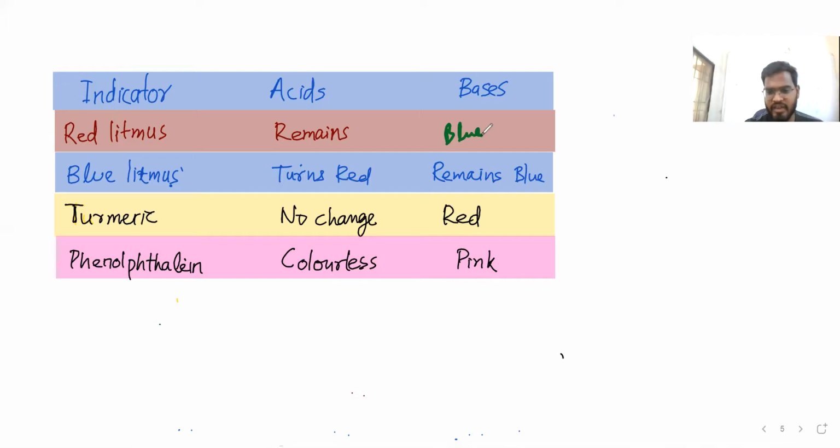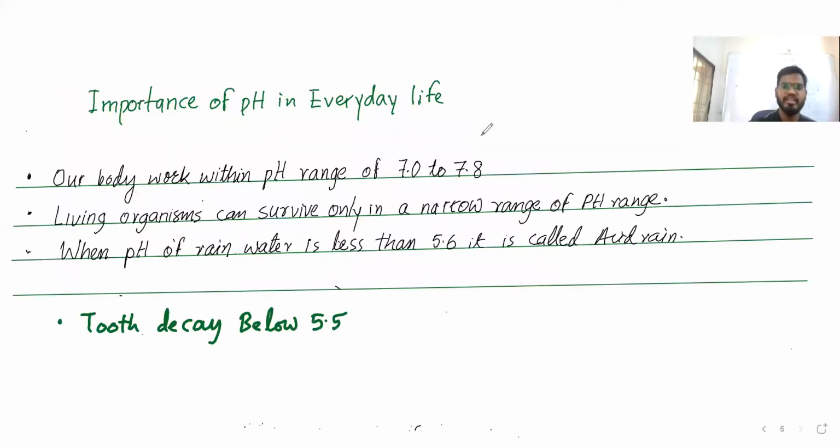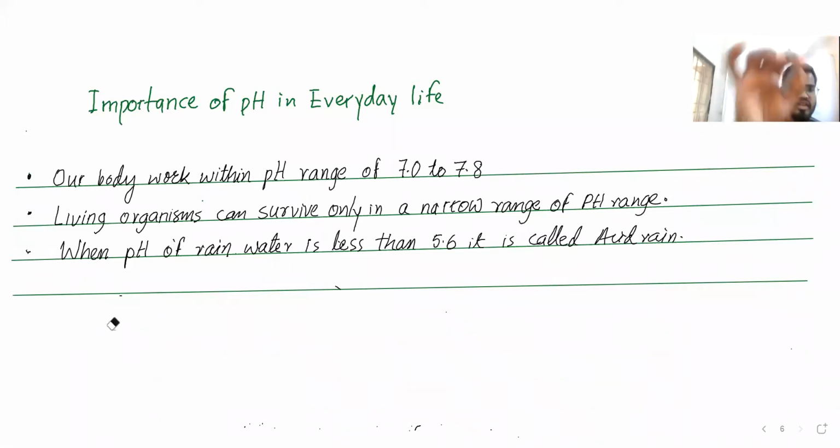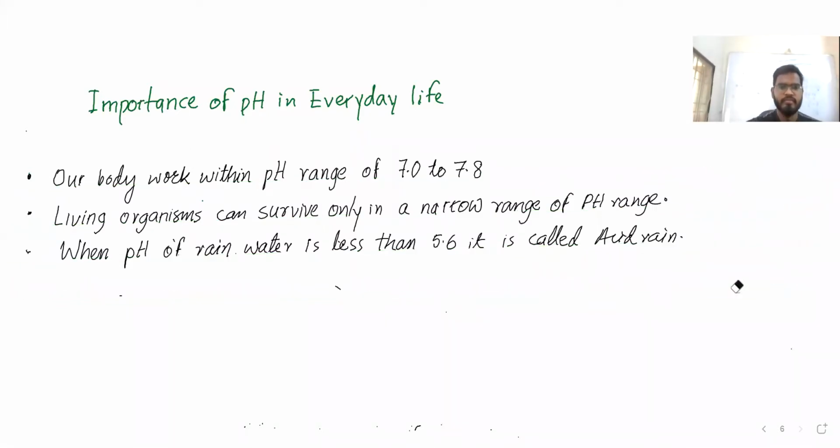So these are the natural indicators, right? Some important things, if you see, the importance of pH in everyday life. Our body works within a pH range of 7 to 7.8, right? If it goes more than that, then again we'll face more problems. So living organisms can survive only in a narrow range of pH. This is the range, right?